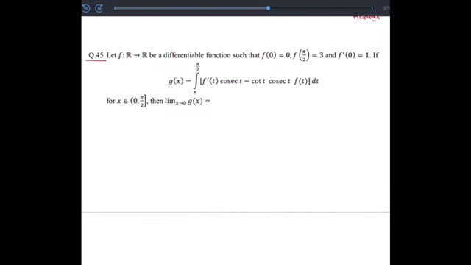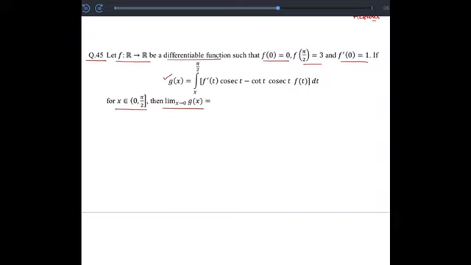Let's solve question number 45. Here f is given a function from real domain to real codomain. It is a differentiable function and some conditions are given. And another function g of x is defined as integration of some function in the interval 0 to pi by 2, and we have to find what is limit x tends to 0 of g of x.